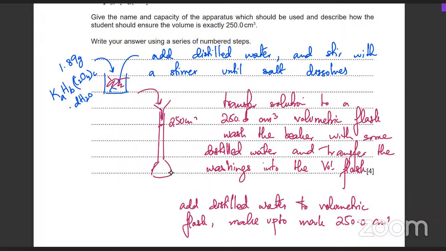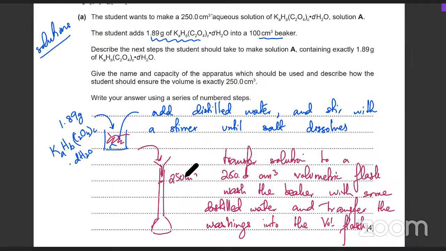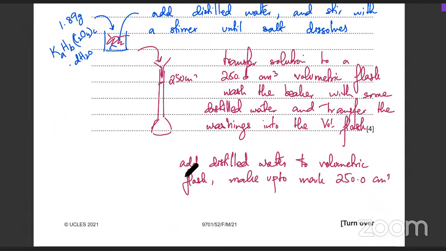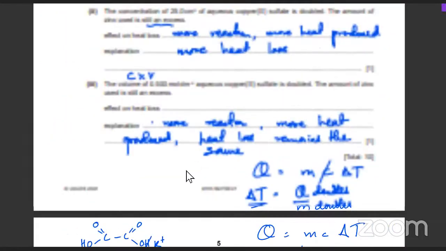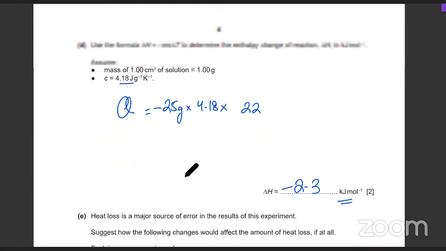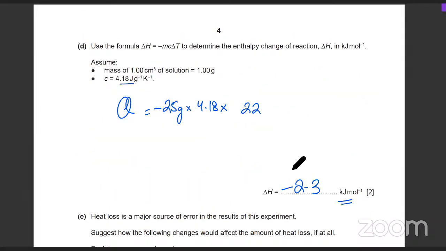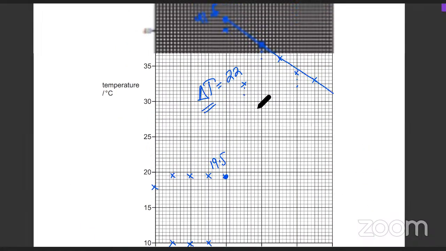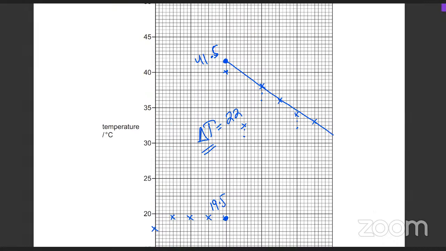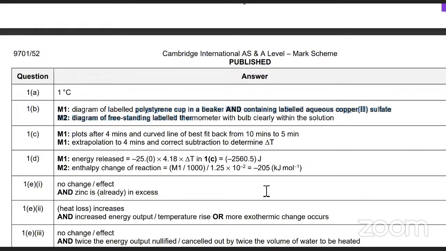Yes, sir. Next one: somebody's saying 1D is wrong. Are we sure this is wrong? 4.18 delta T. I said one of the reasons it could be wrong is probably delta T. Let me just check. So that part is fine. There's nothing wrong with that.